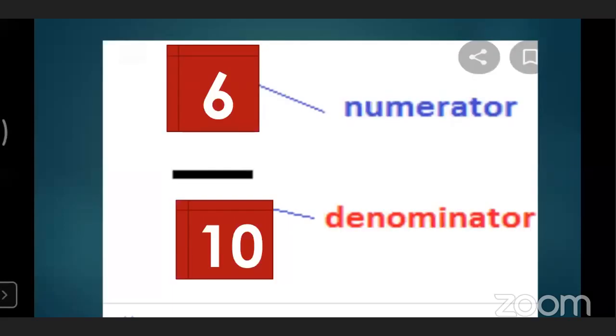See, can you read this fraction? 6/10. Very good. 6/10. Now, which is the numerator here? 6 is a numerator, 10 is a denominator. Very good. 6 is a numerator and 10 is a denominator. Very clever. Let us see one more sum.